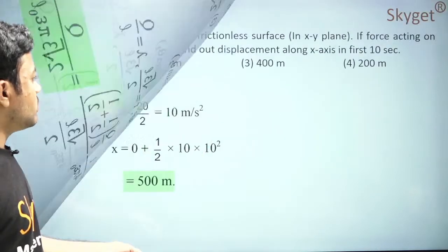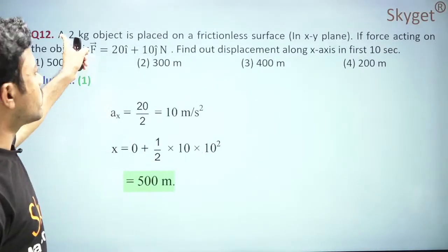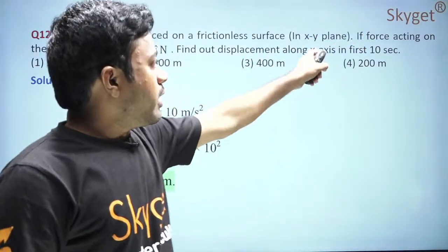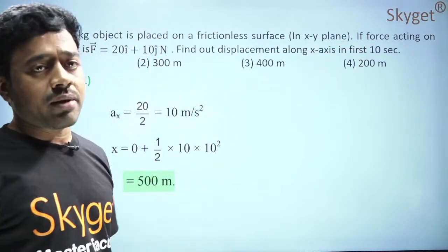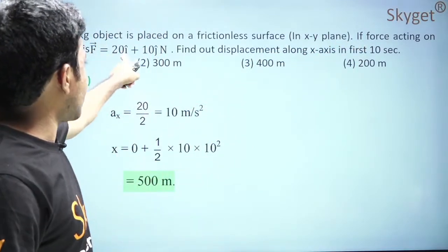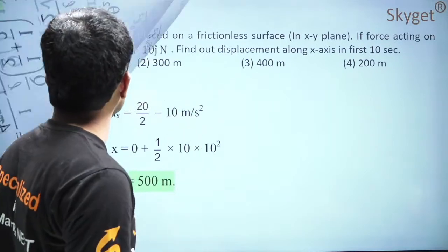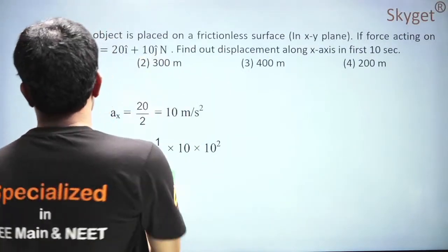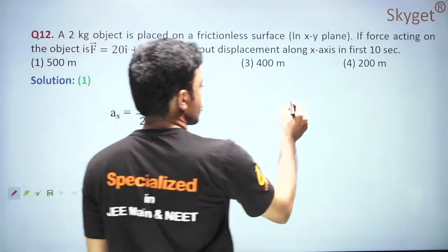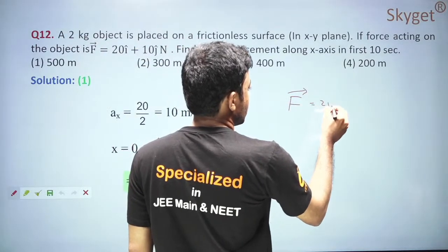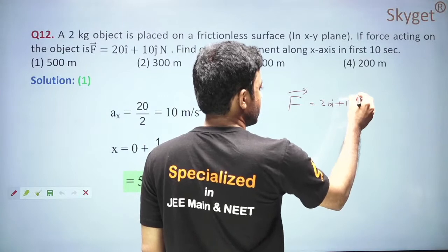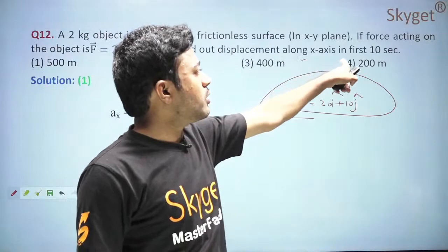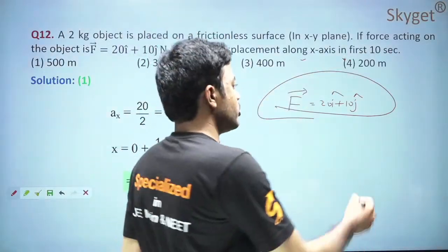In the next problem, problem number 12, he has given a 2 kg object placed on a frictionless surface in the xy plane. The force acting is F is equal to 20i plus 10j. So here the force is in the xy plane. But he is asking to find the displacement only in the x-axis direction for a time duration of 10 seconds.